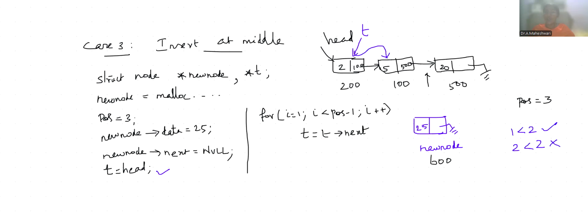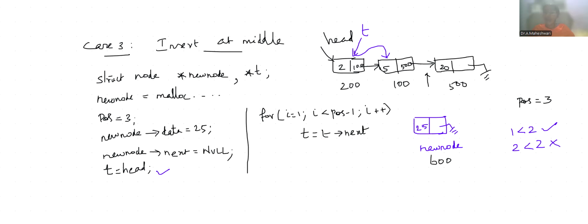Now, wherever T is pointed, that is the second position. What position have you given? 3. So our algorithm is true, right? You have to stop your traversing pointer before the position. Then I can easily insert my new node. Now your traversing pointer is here. Very simple. What changes do you have to make? Here I have to change this address, right? The 500 should be placed here, and 600 should be placed here. Then your link is pointed to this node.